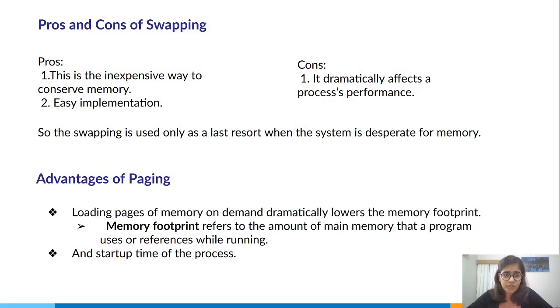Now before finishing, let me give you the pros and cons of swapping as well as paging. Talking about the pros, this is an inexpensive way to conserve memory and it is easily implementable. Whereas the disadvantages include that it dramatically affects a processor's performance. Now talking about the advantages of paging. In paging, loading pages of memory on demand dramatically lowers the memory footprint and startup time of the process.